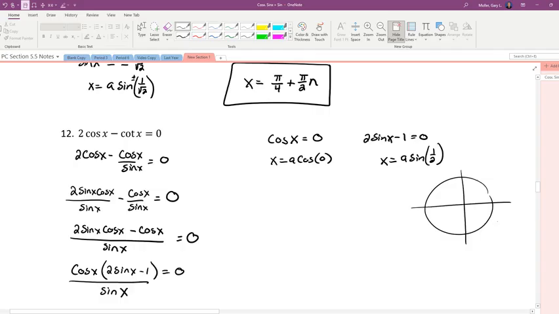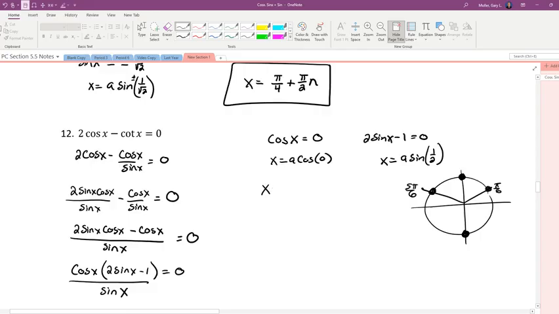We're going to go to our circle. Cosine is 0 when x is 0, which is going to be at pi over 2 and 3 pi over 2. And arc sine is 1/2 when we are here and here, at pi over 6 and 5 pi over 6. All right, I don't see a great way of writing all 4 of these together because there's no common spacing, but I can do it in 2.